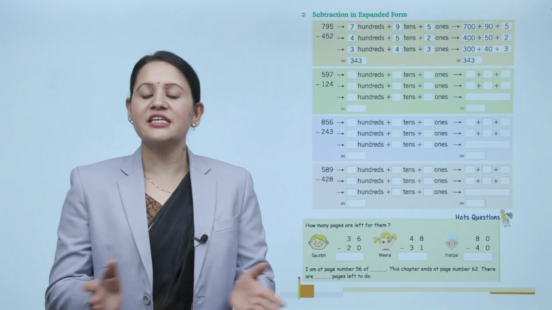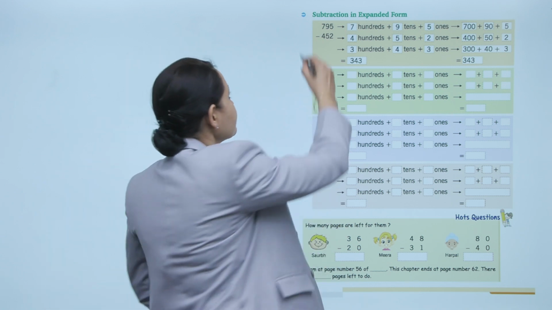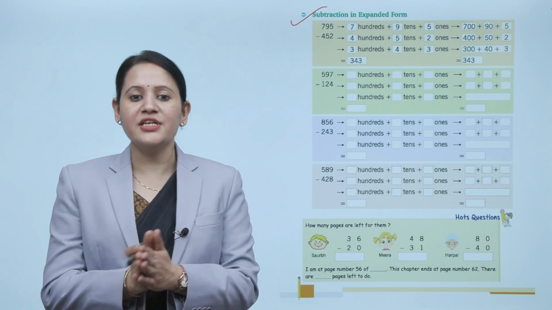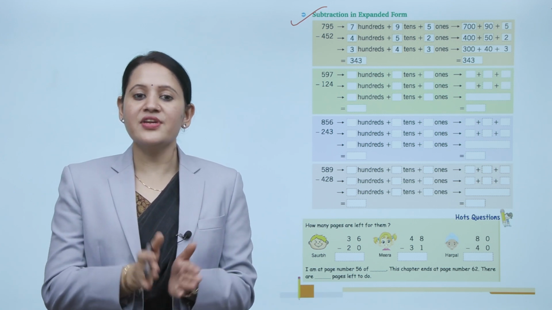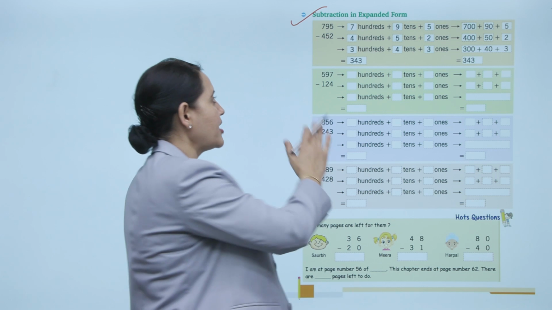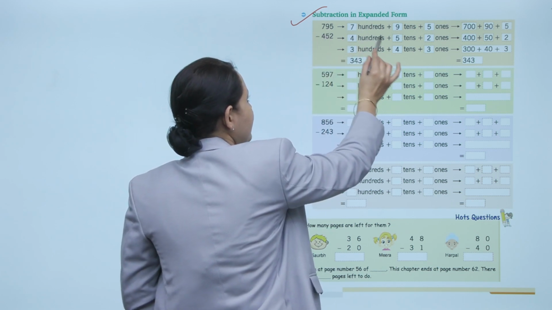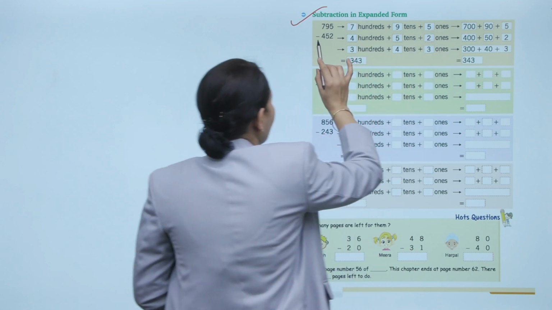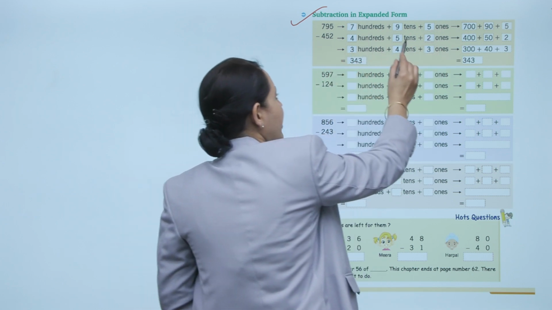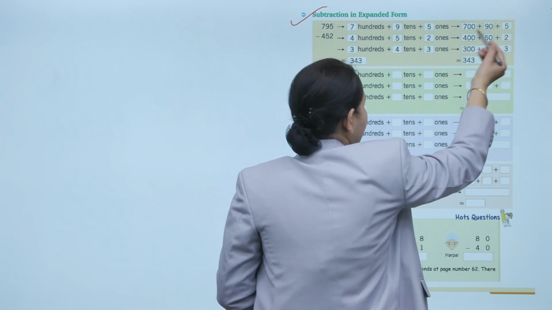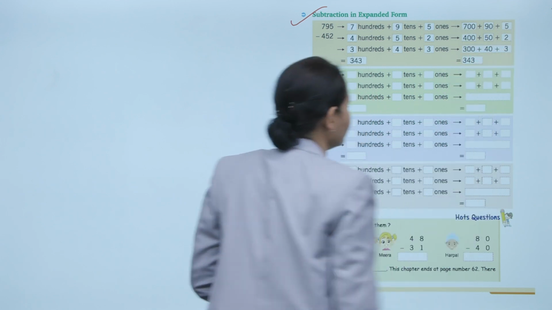Next, subtraction in expanded form. We have to subtract 452 from 795. So first we'll expand the numbers. 795 can be written as 7 hundreds, 9 tens, 5 ones. 452 is 4 hundreds, 5 tens, 2 ones. Or we can write 700 plus 90 plus 5, and 400 plus 50 plus 2.